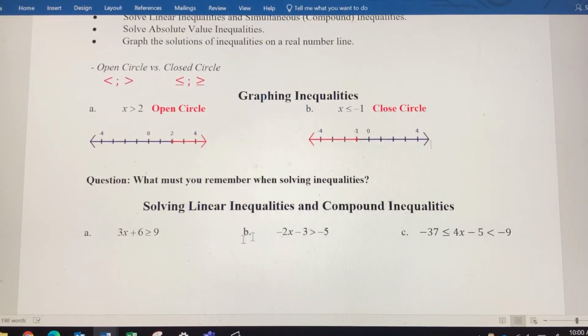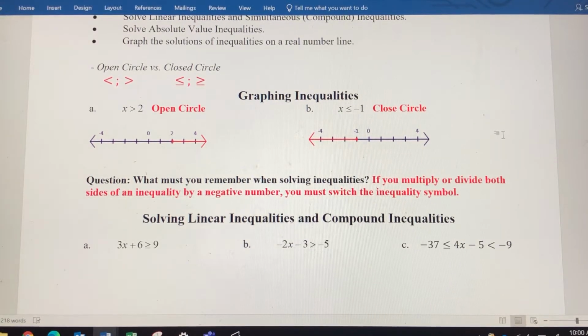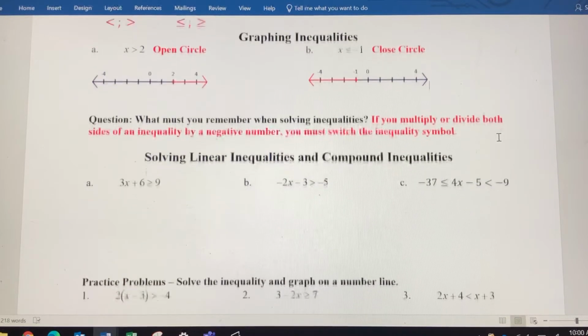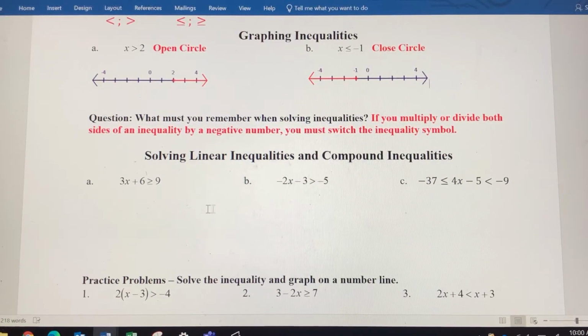Again, quick review. When you're solving inequalities, what you must remember, if you multiply or divide both sides of an inequality by a negative number, you're going to flip or switch the inequality symbol, okay? So don't ever forget that, all right? So real quickly, again, this should be a review. I'm going to go through these three.